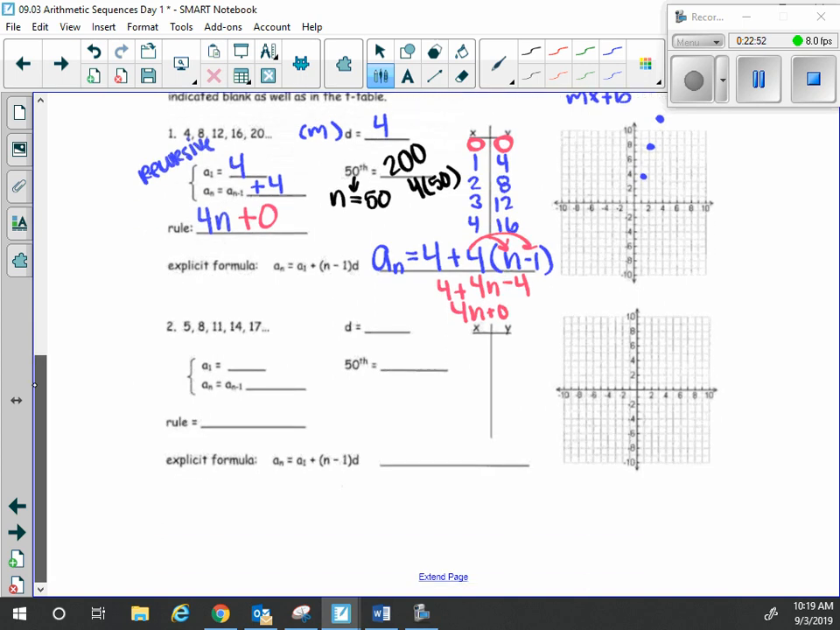Okay, let's do one more together. Alright, 5, 8, 11, 14, 17. Somebody give me some important information out of that. Chris. D equals 3. Very good. What other important information do I need out of that? A of 1 is 5. My first term is 5.